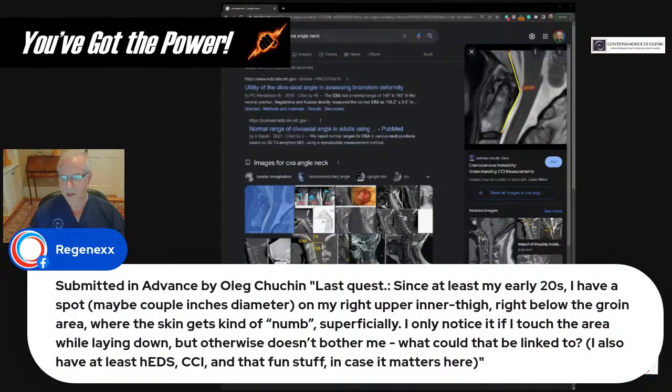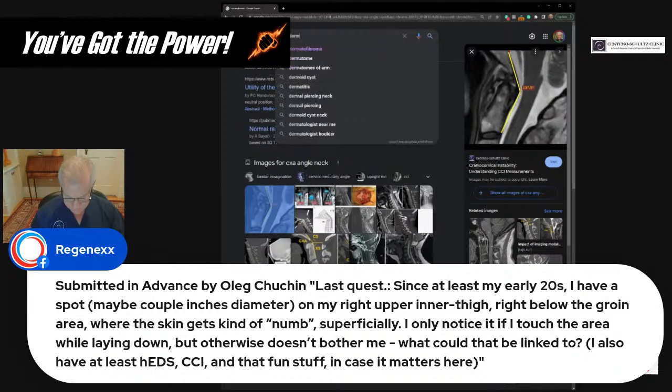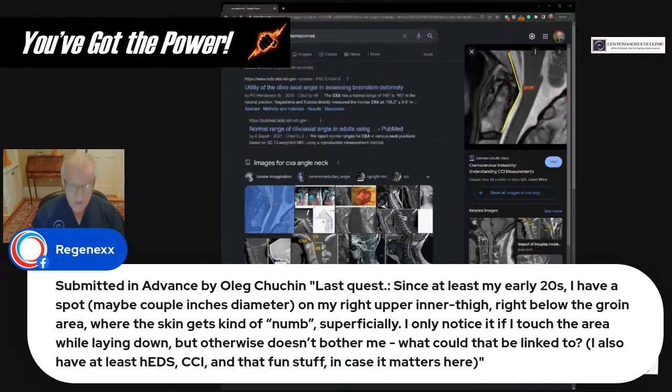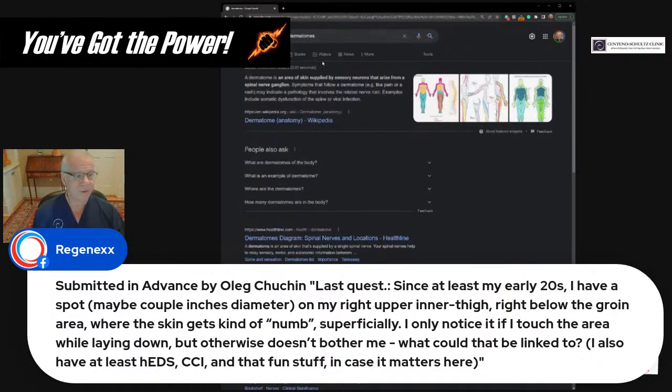Last question, from Oleg. Since at least my early 20s, I have a spot, maybe a couple of inches in diameter, on my right upper inner thigh, right below the groin area, where the skin gets kind of numb superficially. I only notice if I touch the area while lying down, but otherwise it doesn't bother me. What could that be linked to? Yeah, so let's look at dermatomes. I don't believe that follows a dermatomal path, but it's possible.